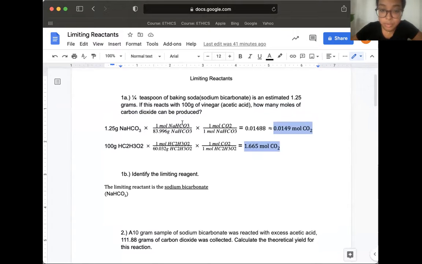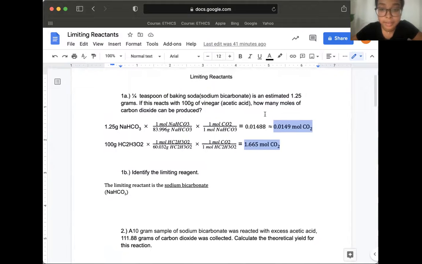To convert that into moles, I have to divide the 1 mole by its molar mass, 83.996 grams of sodium bicarbonate. I then have to multiply that by the mole of carbon dioxide and divide that by the sodium bicarbonate. These two cancel out right here. The grams of sodium bicarbonate cancel out. 1.2 divided by 83.996 times 1 will give me 0.0149 moles of carbon dioxide.